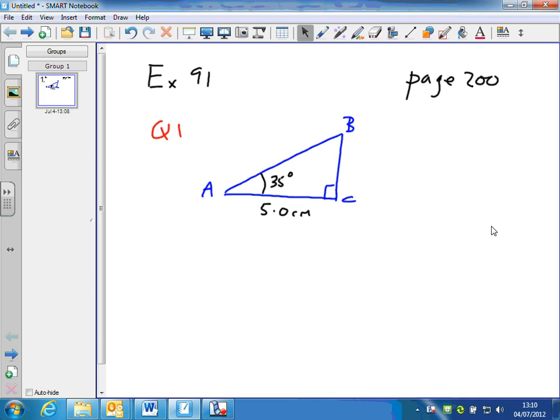Exercise 91, question 1. Solve this triangle. I'll do the first one and there's two more for you to have a go at. Solve means find the missing two sides, which are BC and AB, and also the missing angle B.